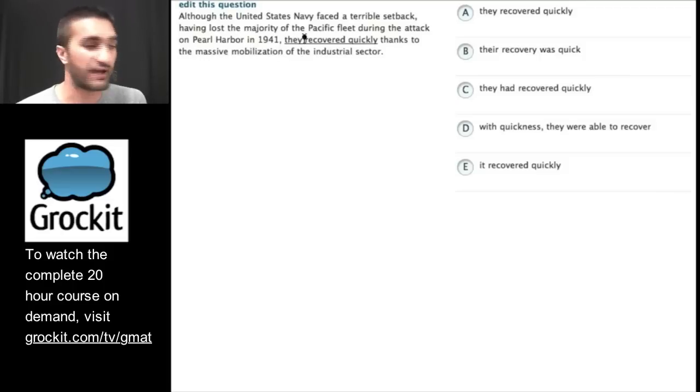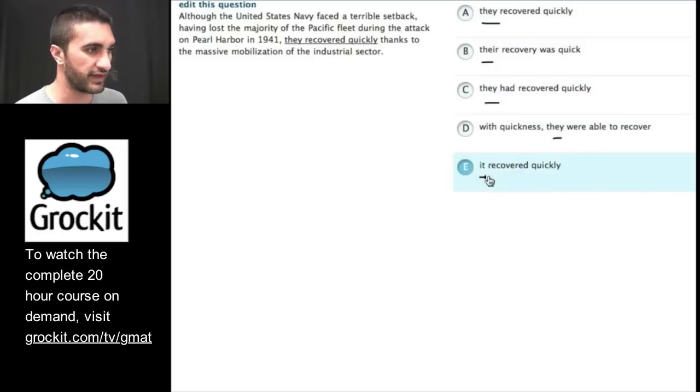So what's our GMAT robot rule? When we see a pronoun underlined, we find its antecedent. Let's look at these answer choices. I have a they, there, they, it. So it looks like that might be an issue, actually.